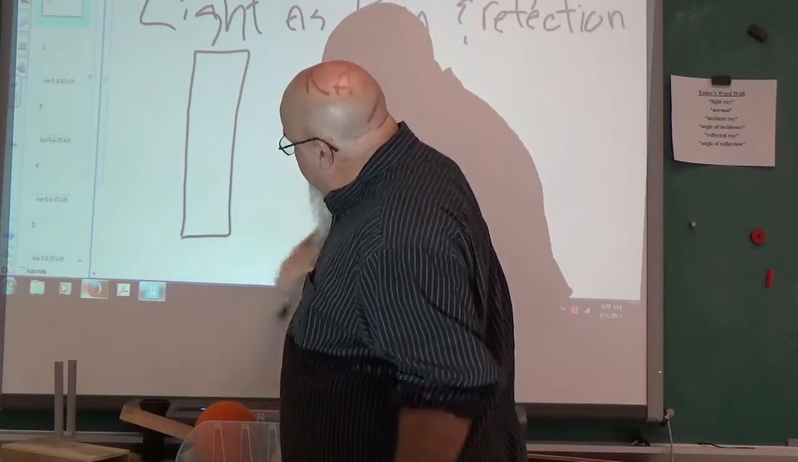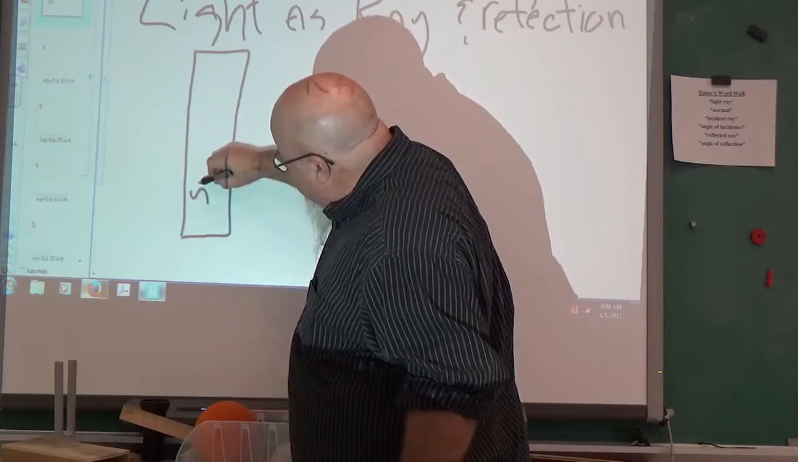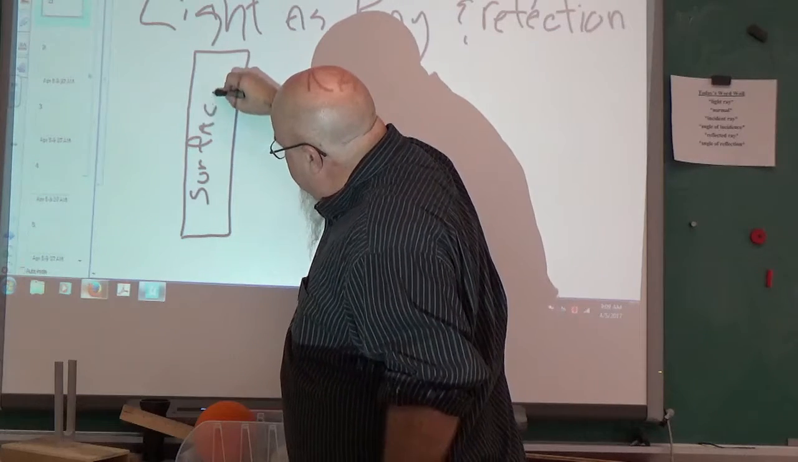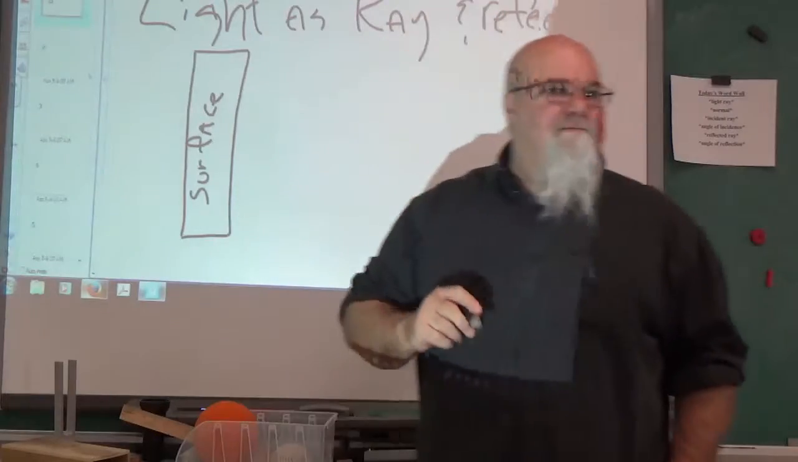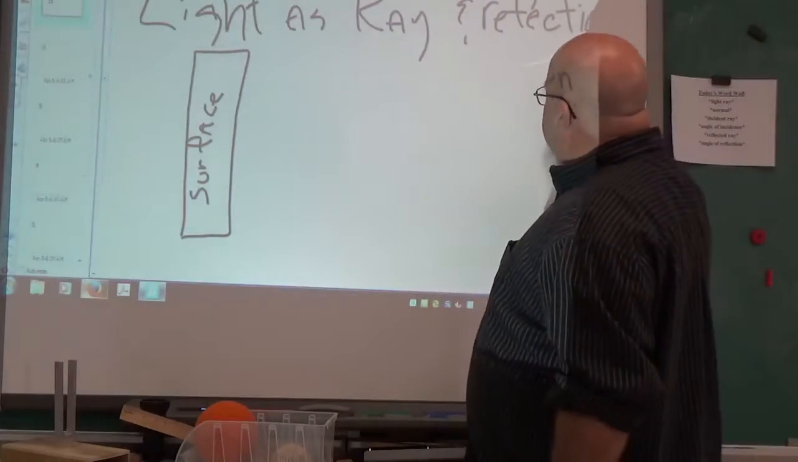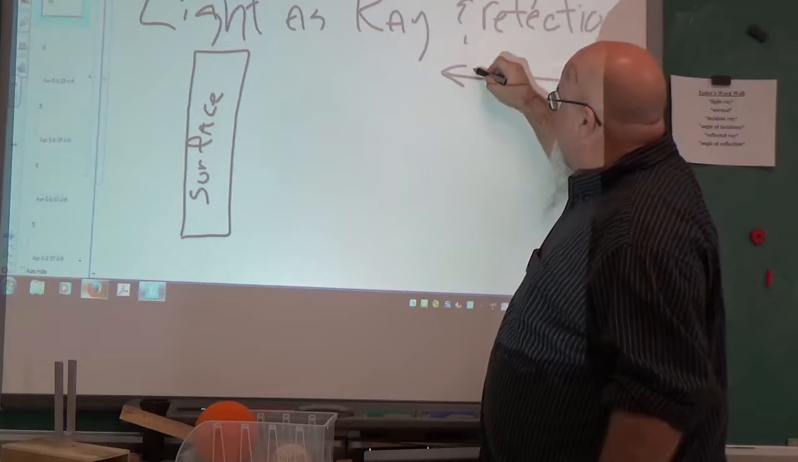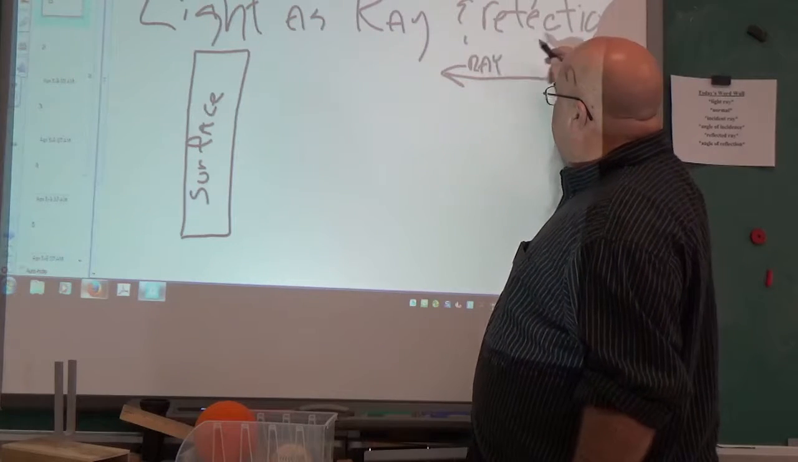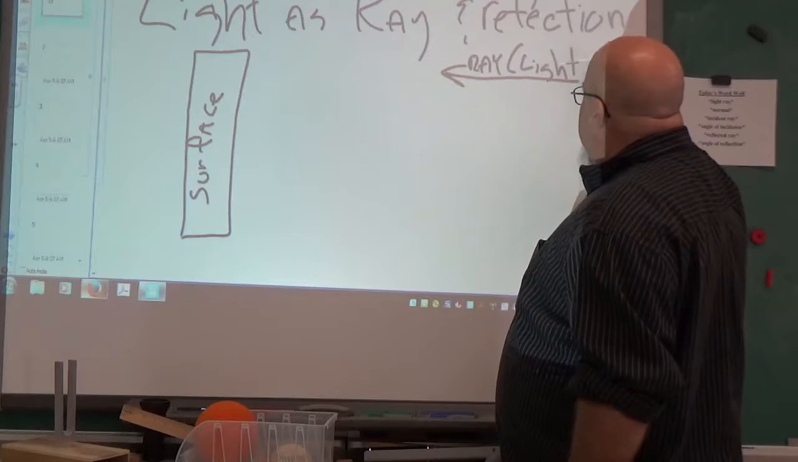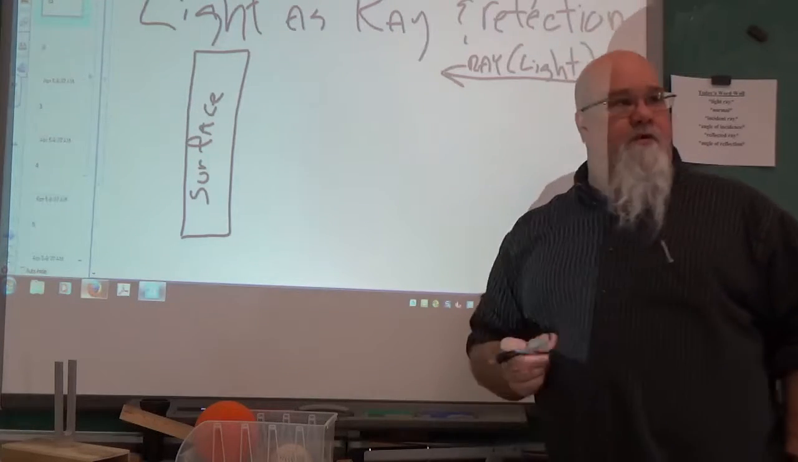So, we will usually have a surface. It could be a mirror or anything. And we perceive light as a ray, which means it kind of travels in a straight line. And we'll usually illustrate it by just drawing a little arrow.